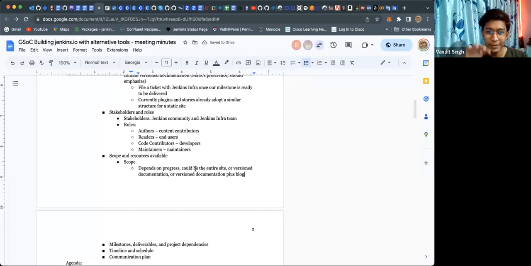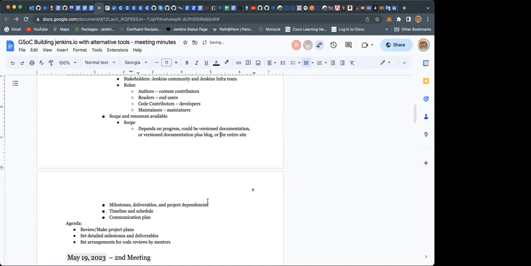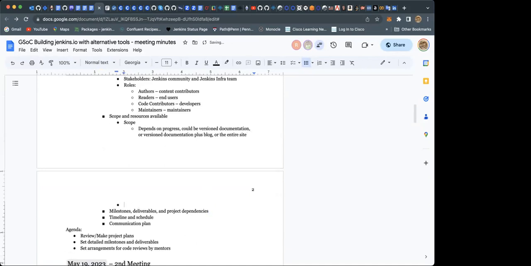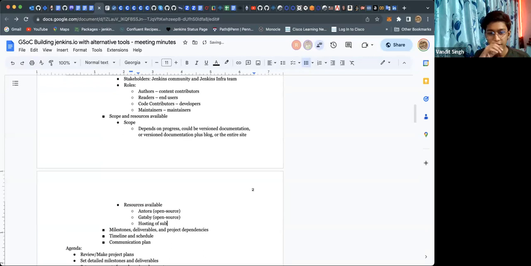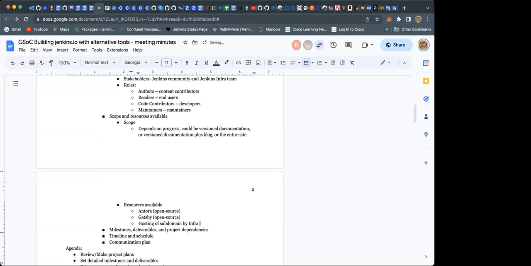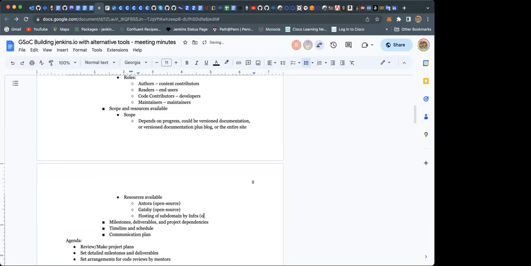Okay, so I'm a bit confused about the resources available. What is it trying to say? What are the resources? Like the tools we are using, Antora and Gatsby? Are these the resources? Yep, those are examples. So resources available can be Antora, which is open source, so it's free. Can be Gatsby, which is also free, open source. So, Makefile. Subdomain by infra, which is not free, but we can open a ticket for it. Okay.